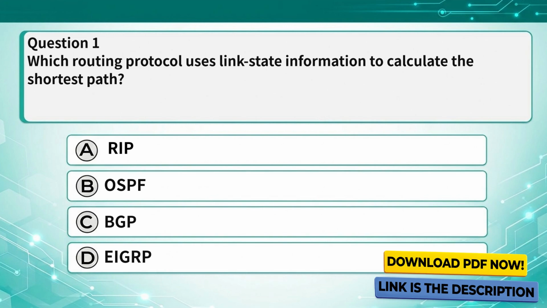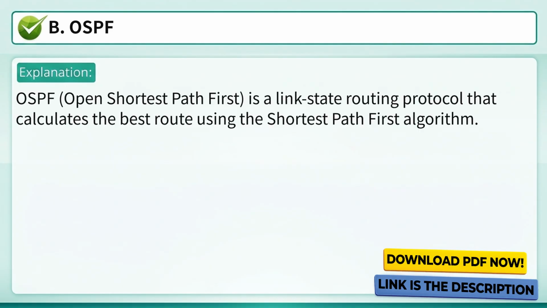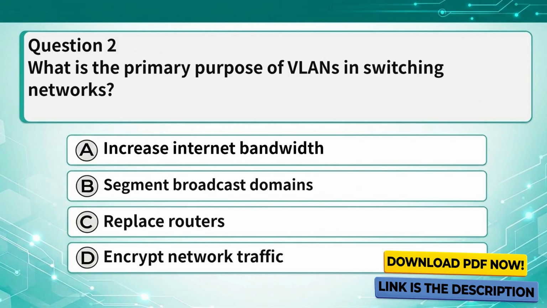Question 1. Which routing protocol uses link state information to calculate the shortest path? A. RIP, B. OSPF, C. BGP, D. EIGRP. Correct answer, B. OSPF. Explanation: OSPF, Open Shortest Path First, is a link state routing protocol that calculates the best route using the shortest path first algorithm.